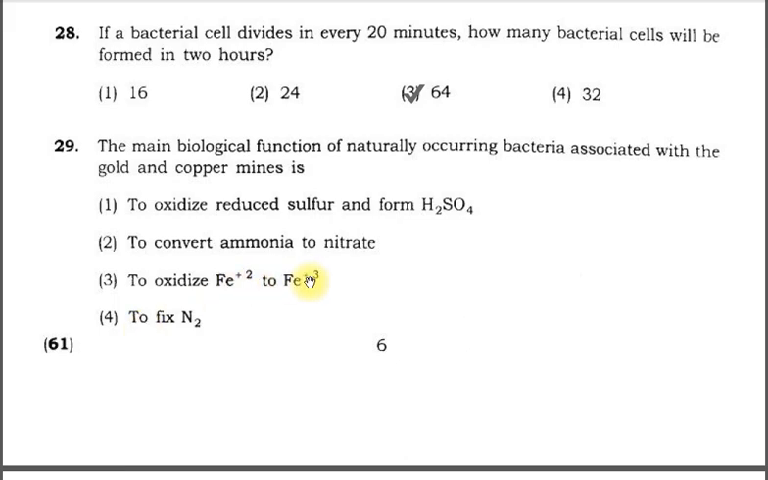The ferrous to ferric. Then the number 4, to fix nitrogen. So out of this, the correct option is the option number 1, which is to oxidize reduced sulfur and form sulfuric acid. In the case of the gold and copper mines, the bacteria which is utilized is the Acidiobacillus ferrooxidans. So this bacteria is a bacillus.